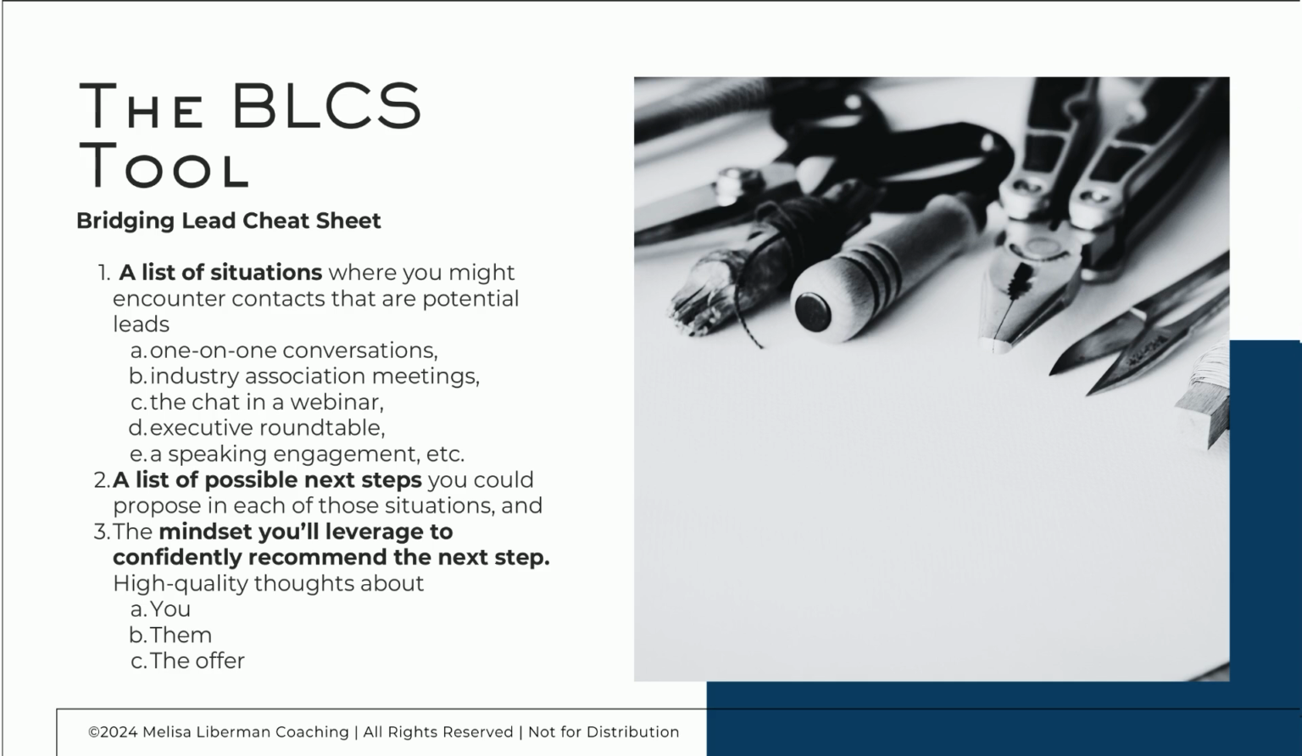So the BLCS tool, let's come back to it. We've got our grid. We've got a list of situations where we've met or are meeting these contacts. Then based on those scenarios, we write out one or two possible next steps that we might recommend to the person based on the context of how we've met them and how we've set up the call. And then thirdly, we write out what our mindset will be as we're recommending those possible next steps to them. This is incredibly important, and it goes back to address those root causes we talked about earlier.